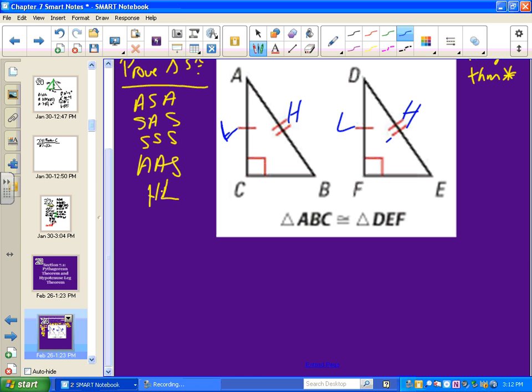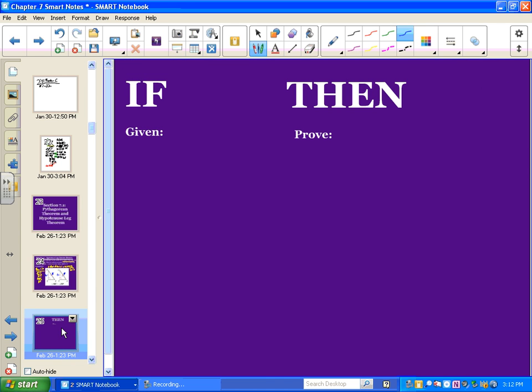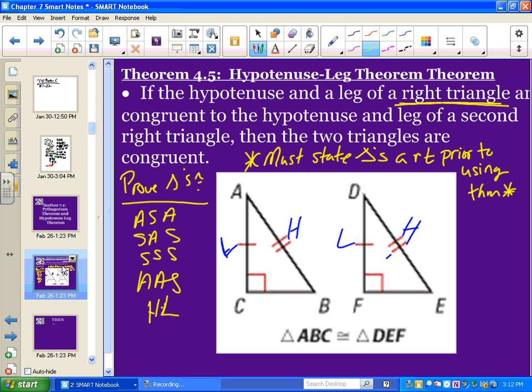So staying on that same page in your note packet, we're going to be looking at the if-then proof for this theorem, the hypotenuse leg theorem. If we look at the if part, it says if the hypotenuse and a leg of a right triangle are congruent to the hypotenuse and leg of a second right triangle.